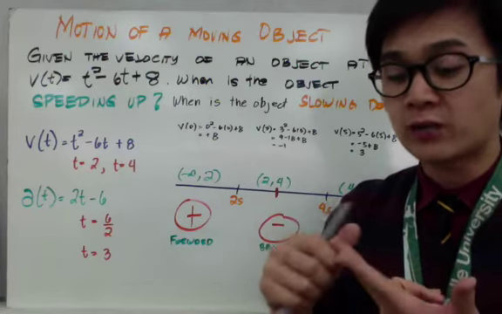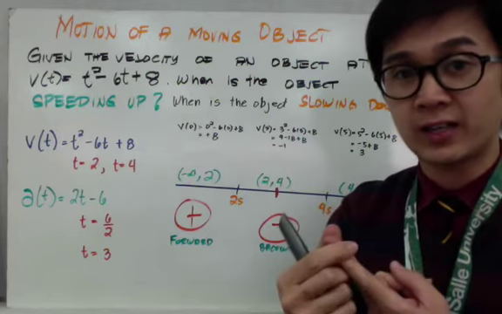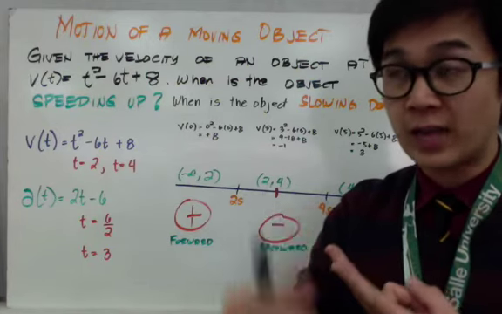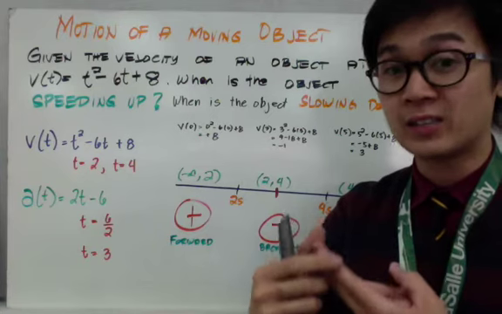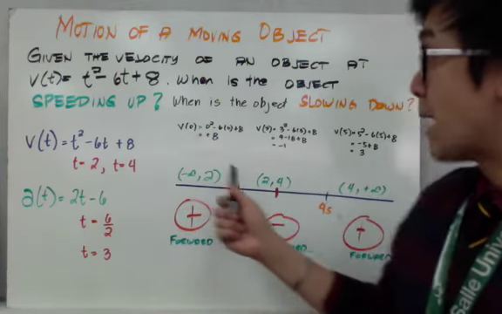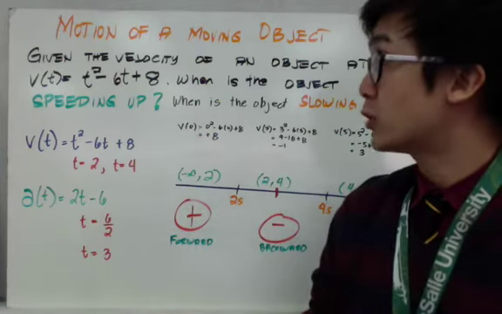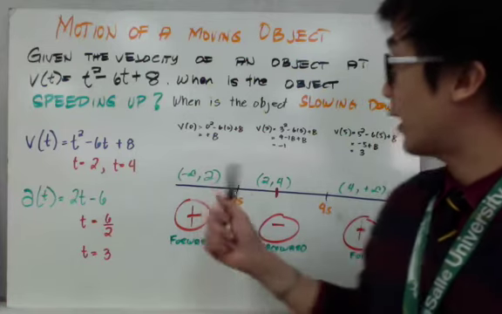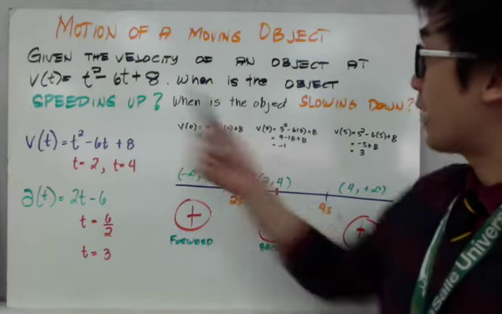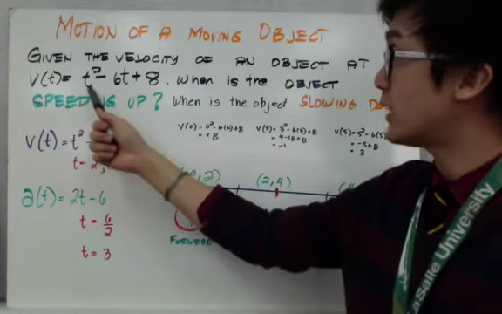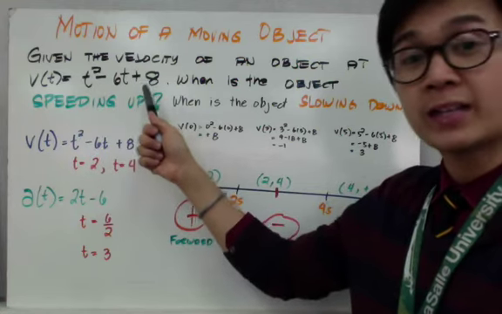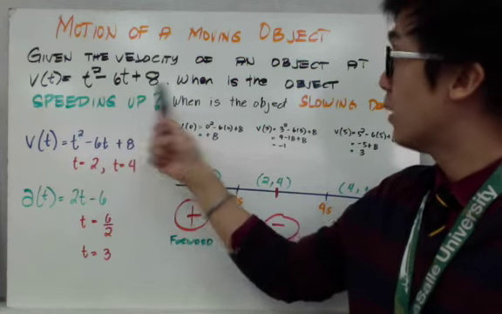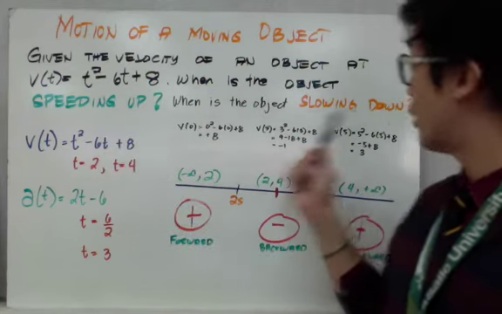And when the sign of your acceleration and velocity is different, positive and negative or negative and positive, then it's slowing down. Now here's my example on how to verify your motion using your sign chart. So I have here my velocity function, t squared minus 6t plus 8, and I need to verify if this object is speeding up or slowing down.